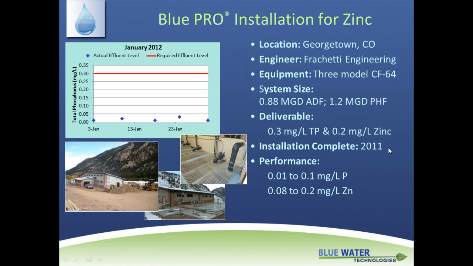It's a very effective installation that started with a bench scale, went to pilot phase, and then very quickly into implementation for the client. Typical performance for the phosphorus is again in dips down to that 10 microgram per liter range. Zinc very typically less than 0.1 milligrams per liter. I'm sorry, and again their target is 0.2.